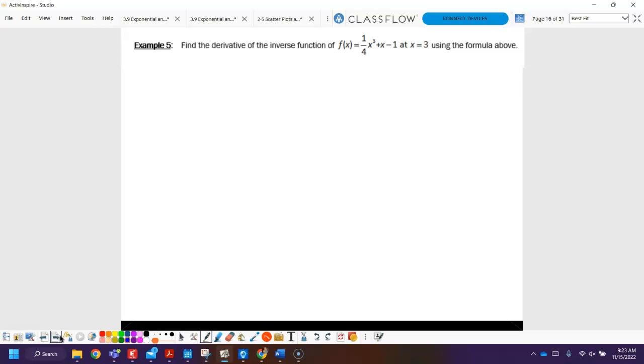Last two. Find the derivative of the inverse of f of x equals 1/4 x cubed plus x minus 1 at x equals 3 using that formula from above. So f inverse of that would be like saying y is equal to 3. So we still need to know what y is. So let's find f of 3.